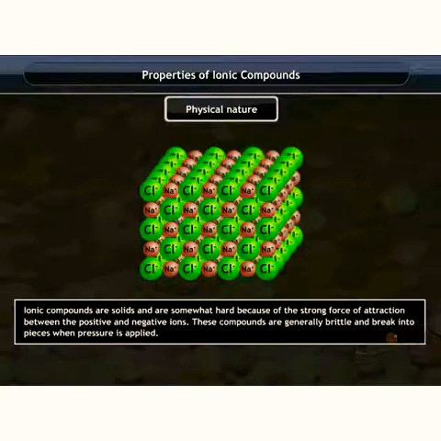What is the physical nature of ionic compounds? Ionic compounds are generally in solid state. They are very hard. The solid state and hardness of ionic compounds is due to the strong electrostatic force of attraction between them. It is not easily breakable. When a strong pressure is applied, only the ionic compound can be separated.